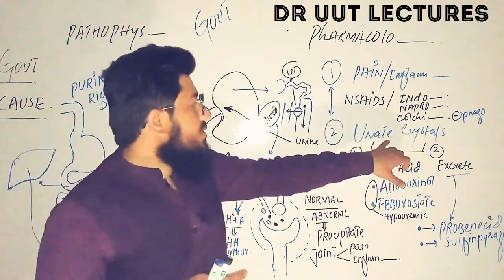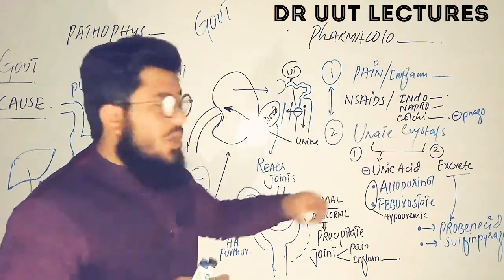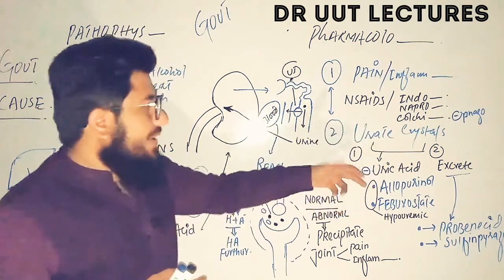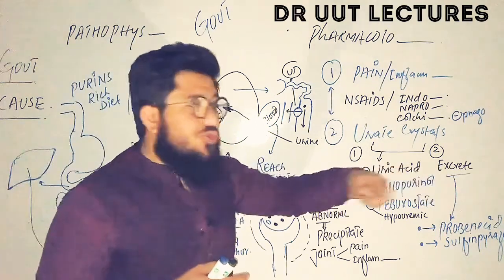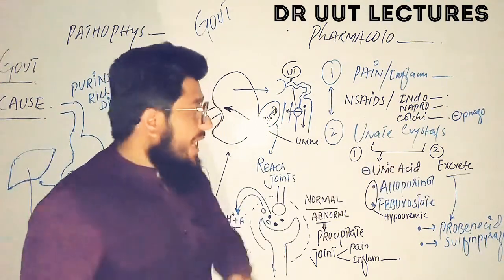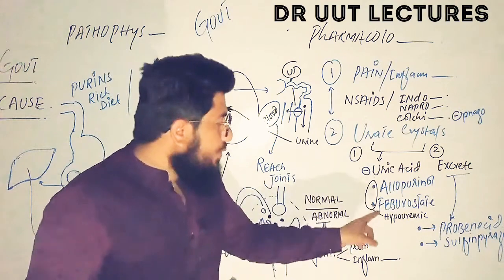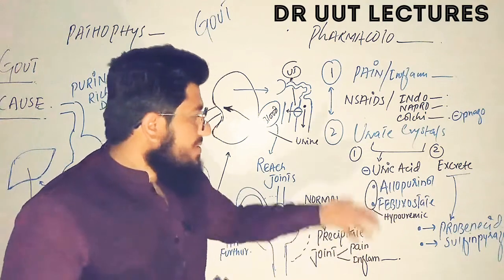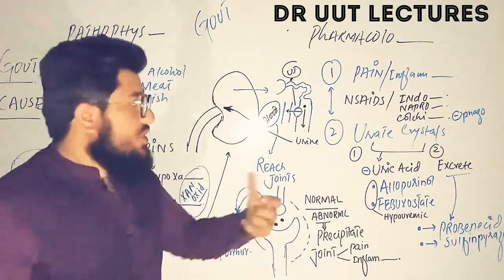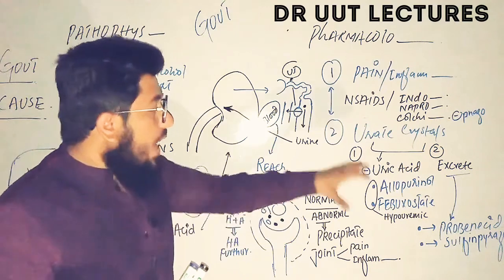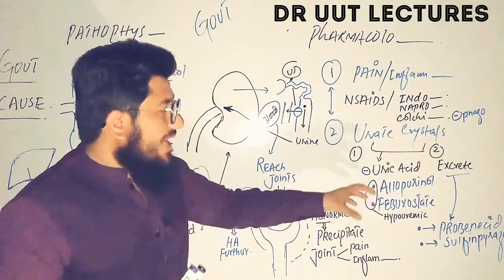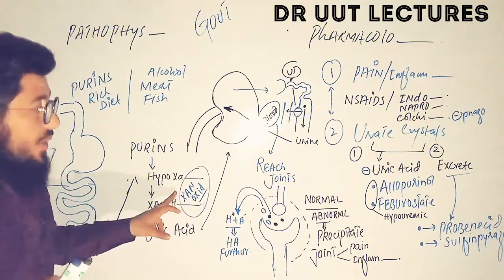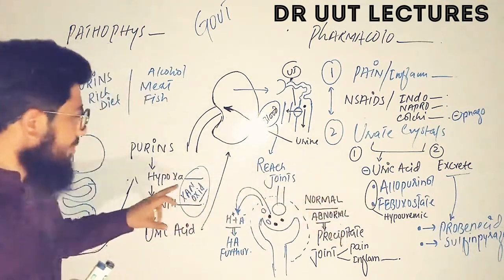Now next are the urate crystals. When they are synthesized, we have some other drugs which will help in decreasing these urate crystals, like uric acid inhibitors, and some drugs which help us excrete this uric acid. Uric acid inhibitors, like allopurinol and febuxostat, are called hypouricemic because they decrease uric acid concentration in the blood. How? Their site of action is the enzyme xanthine oxidase. These drugs will inhibit this enzyme.